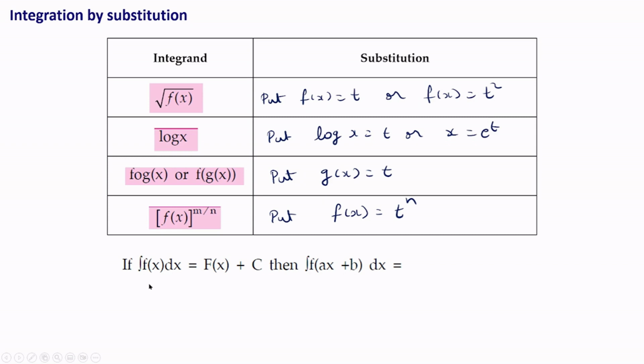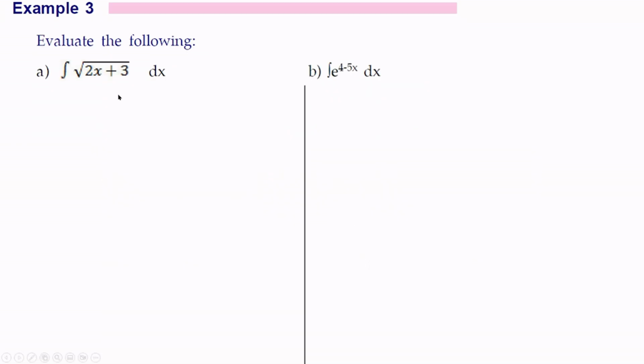And next we have, if integral f of x dx is equal to capital F of x plus c, then integral f of ax plus b into dx is nothing but capital F of ax plus b into 1 by a plus c. So here, whatever coefficient of x we have, we have to divide by it, if the integrand is of the form f of ax plus b. We'll continue with the examples. Evaluate the following. Integral root of 2x plus 3 dx.